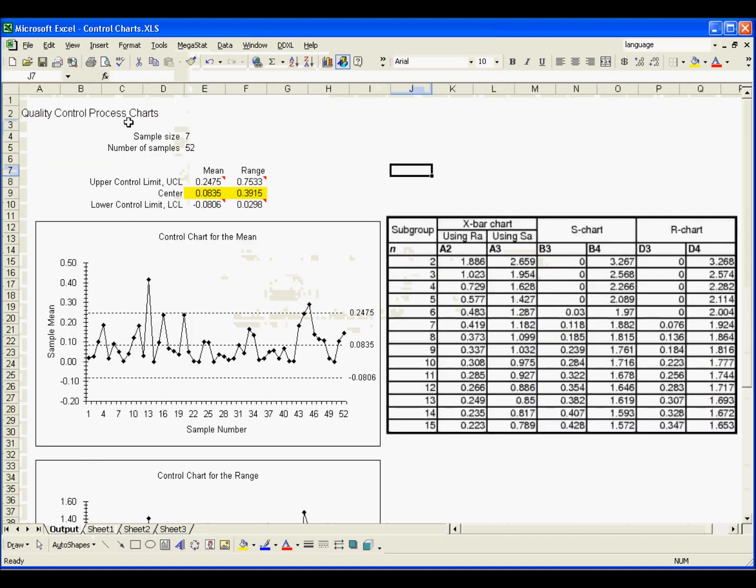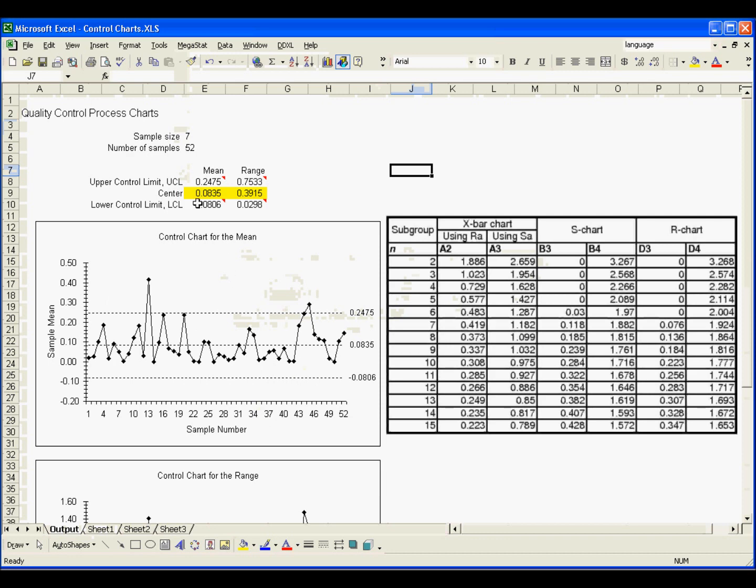And we've got a quality control process chart. Sample size 7, little summary here. We've got 52 different samples. And here's what I was talking about. The mean of the means is 0.0835. And the mean of the ranges is 0.3915. Now, how do we find these other numbers? The lower control limit and the upper control limit, as we see on these graphs.